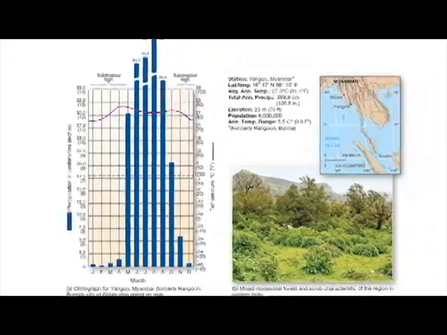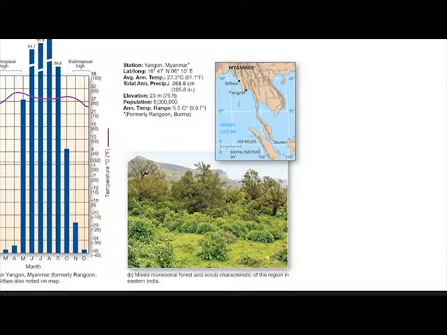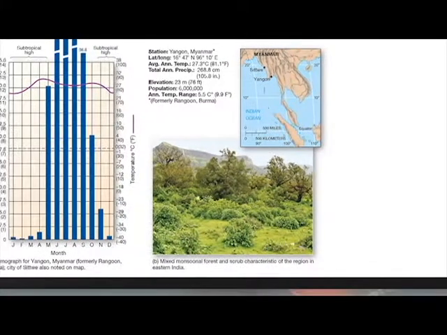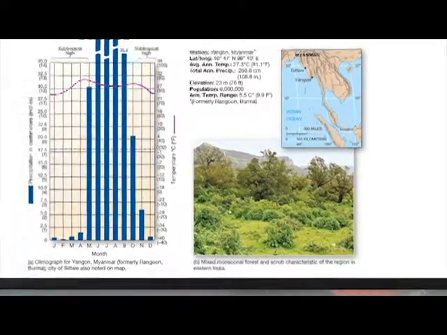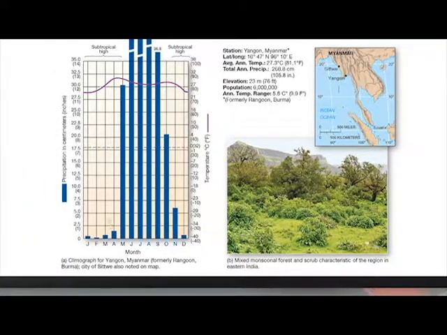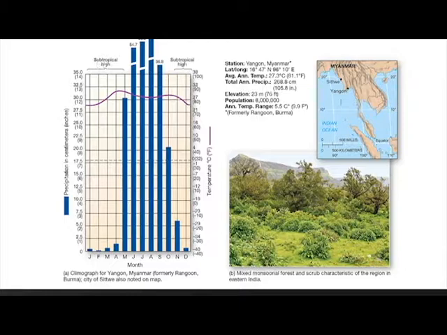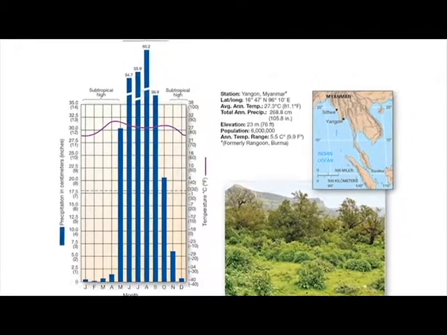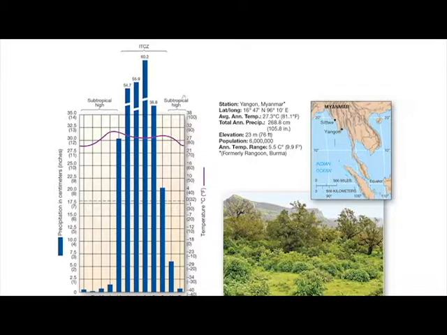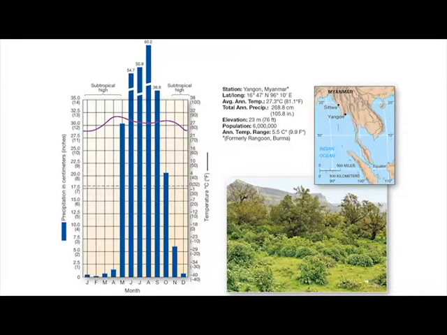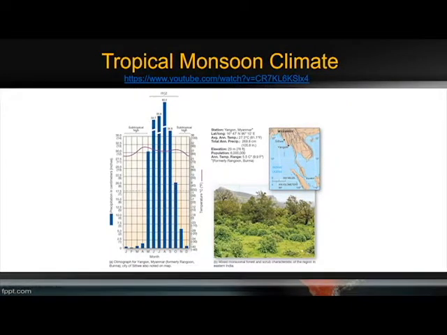Very large precipitation. So you can find this area here in Myanmar, look at the forest. It's not dense like the tropical forest because look what happens. Very dry season, and this dry season is because you have the subtropical high. So ITCZ, subtropical high, ITCZ, subtropical high. That's the characteristic you have in the tropical monsoon.